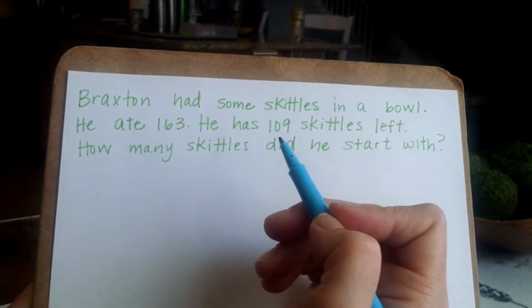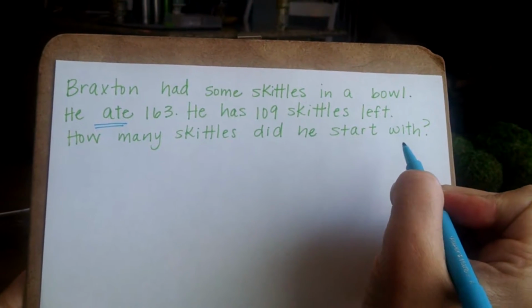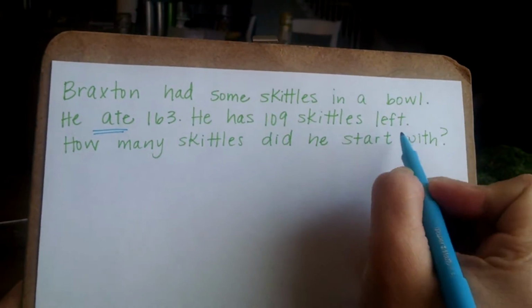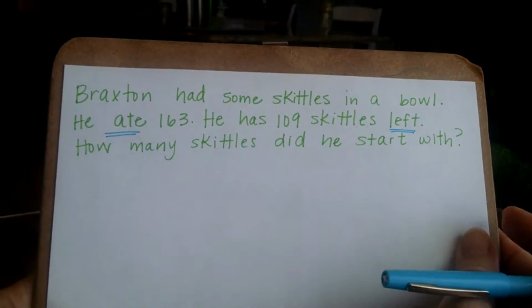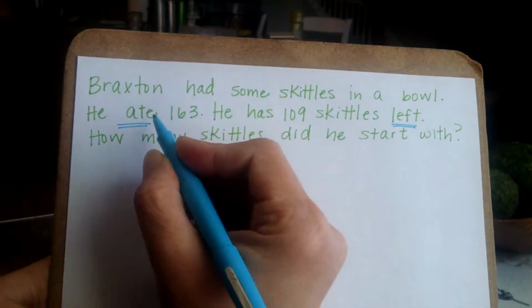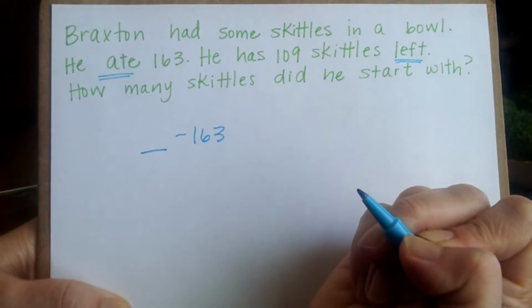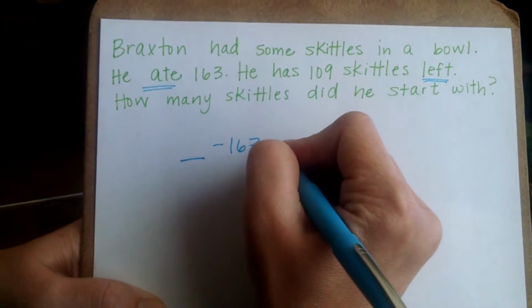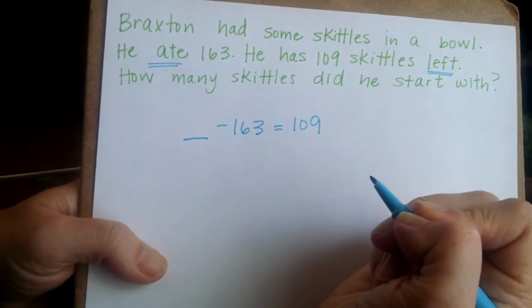So we are going to look at the fact that he ate some, and we see the word left, and that tells us that we're going to be doing subtraction. So Braxton had some Skittles in a bowl. He ate 163, so he's minusing 163 from what he had, and now he has 109 left.